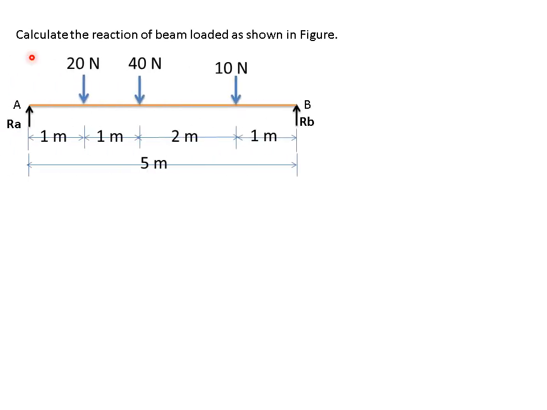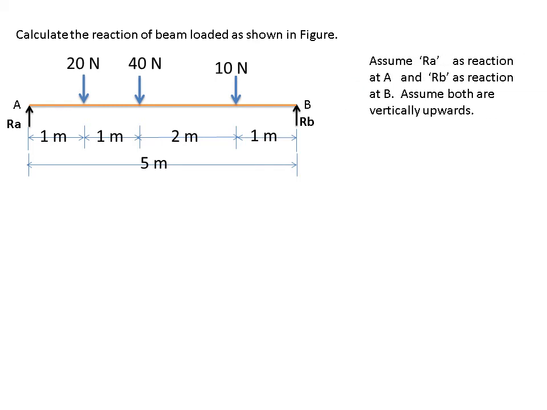Now next problem: calculate the reactions of the beam loaded as shown in the figure. Here you have got 3 point loads. Very simple problem: 1 meter, 1 meter, 2 meter and 1 meter. You have to find the reaction at A and reaction at B. We'll go with the same assumptions. Assume RA and RB as reactions at A and B respectively, both vertically upward. So I am taking upward plus and downward forces minus.